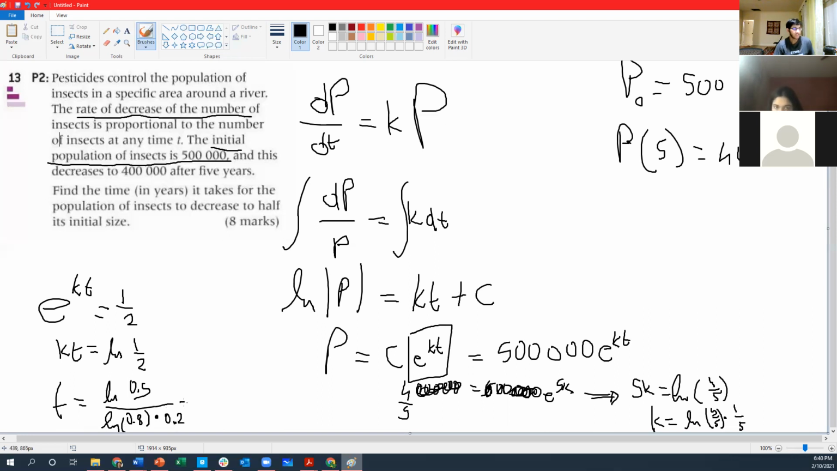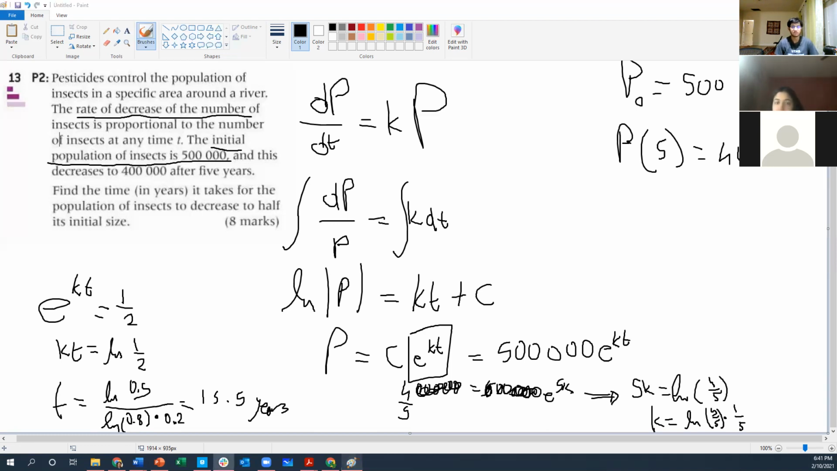And now if you plug that into your calculator, which we will do right now, give me just 1 second to put that in. ln of 0.5 divided by ln of 0.8 times 0.2, and we get 15.5 years. So after 15.5 years, this should fall to half its population. Hopefully that makes sense. Okay, cool. Let me just check our answer for that one. Number 13 is 15.5.